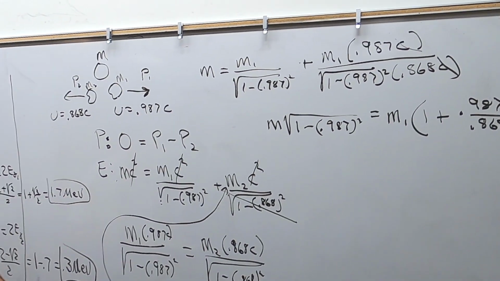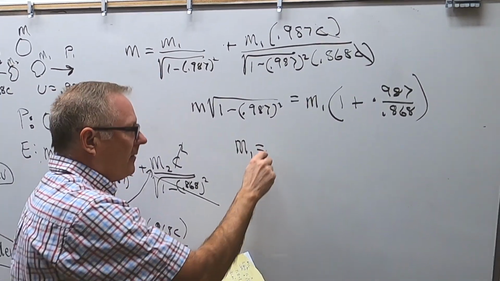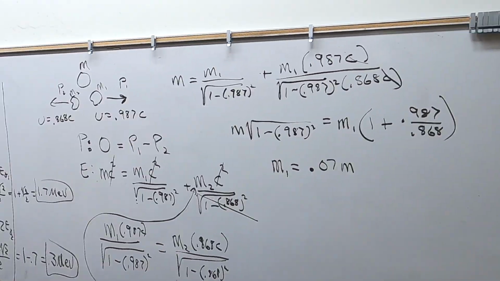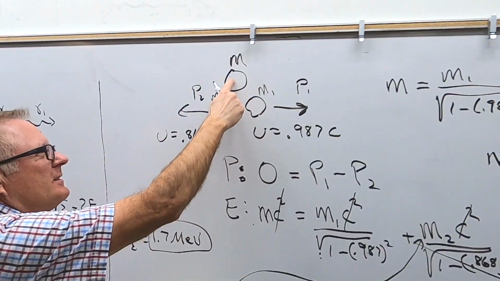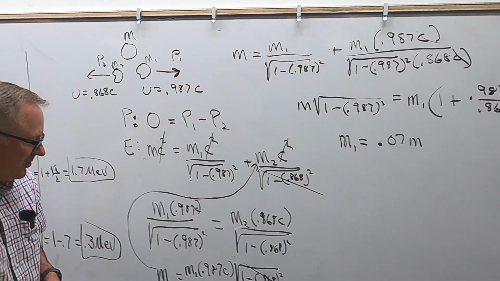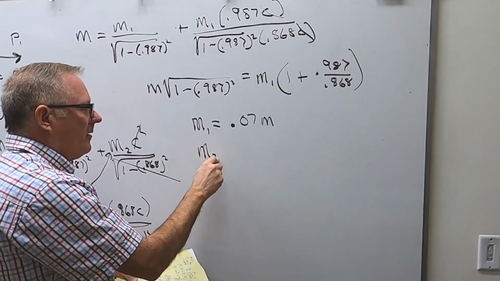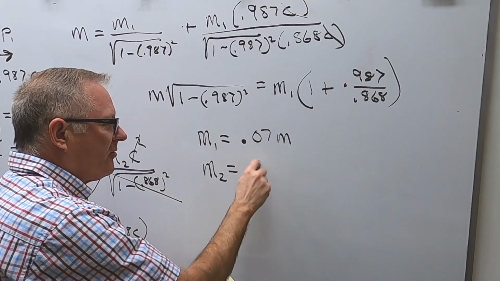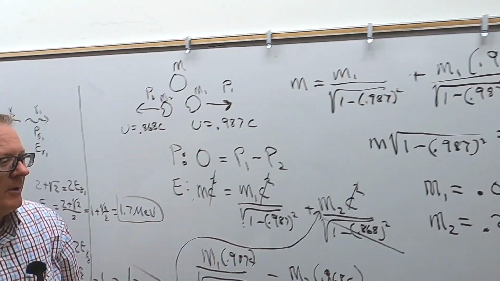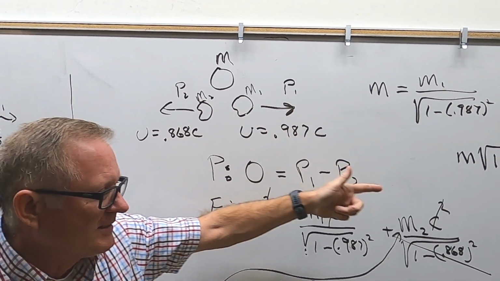And when you do that, you end up with M1 is just 0.07. It's only 7% of the one mass. And once you know M1, you can solve for M2. M2 was just 0.26 M. You notice M1 plus M2 does not add up to M right here. A lot of that mass went into this energy right here, and so that's why the sum of the two don't add up.